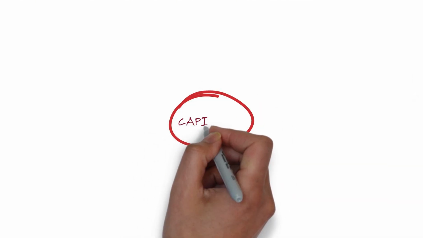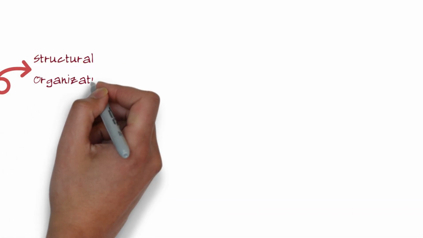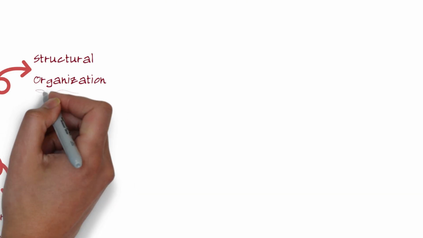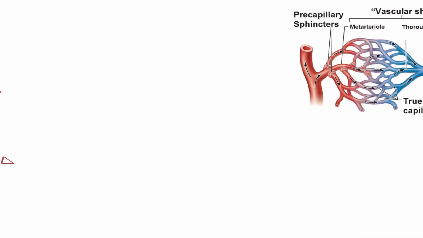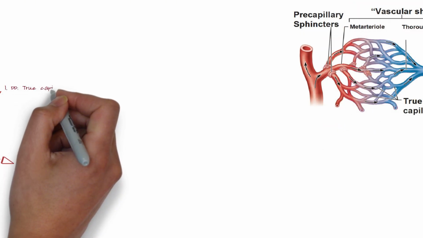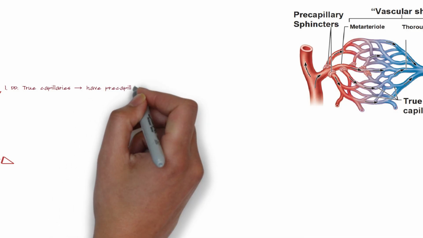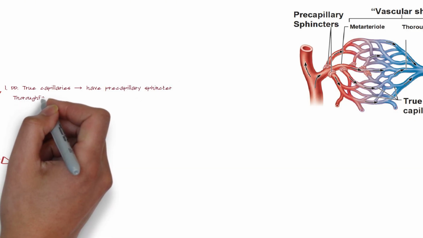Now let's look at the structural organization of the capillary. We have a true capillary, and here we have precapillary sphincters at the entrance of the true capillary. They are smooth muscle gates. When open, they allow the flow of blood from the arteriole to the venule. When closed, they stop the flow from the arteriole to the venule.